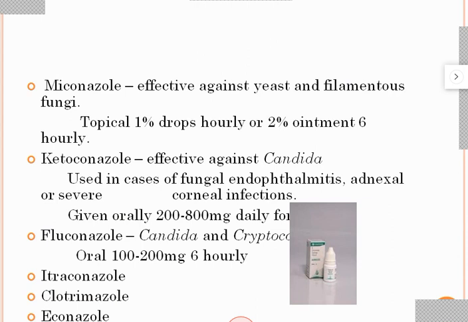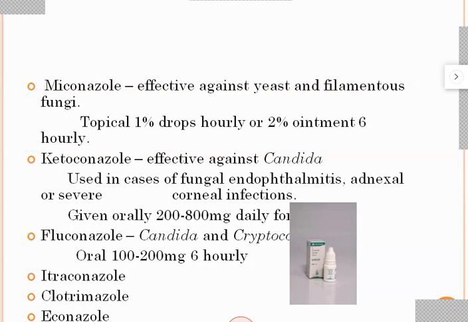And the first one in this group is miconazole. It is effective against yeast and filamentous fungi. It is available in the form of 1% eye drops, which should be given hourly, and 2% ointment, which should be given every 6 hours.